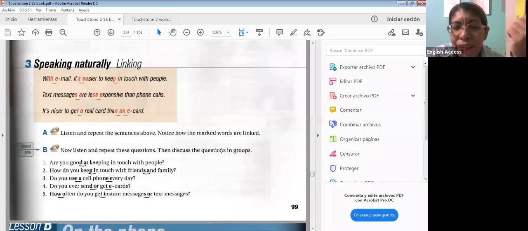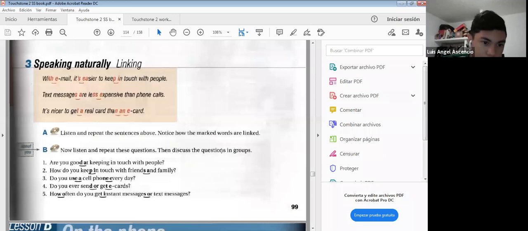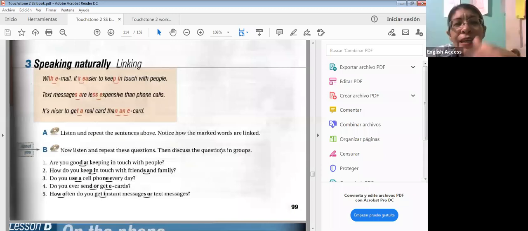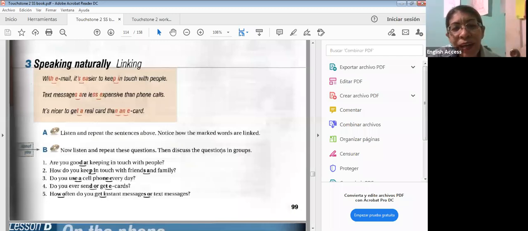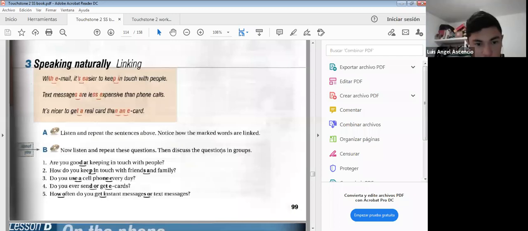It's nicer to get a real car than an e-car. Okay, but don't do that. You said "than an e-car." No, together. Than an e-car. Excellent. So now together. It's nicer to get a real car than an e-car.